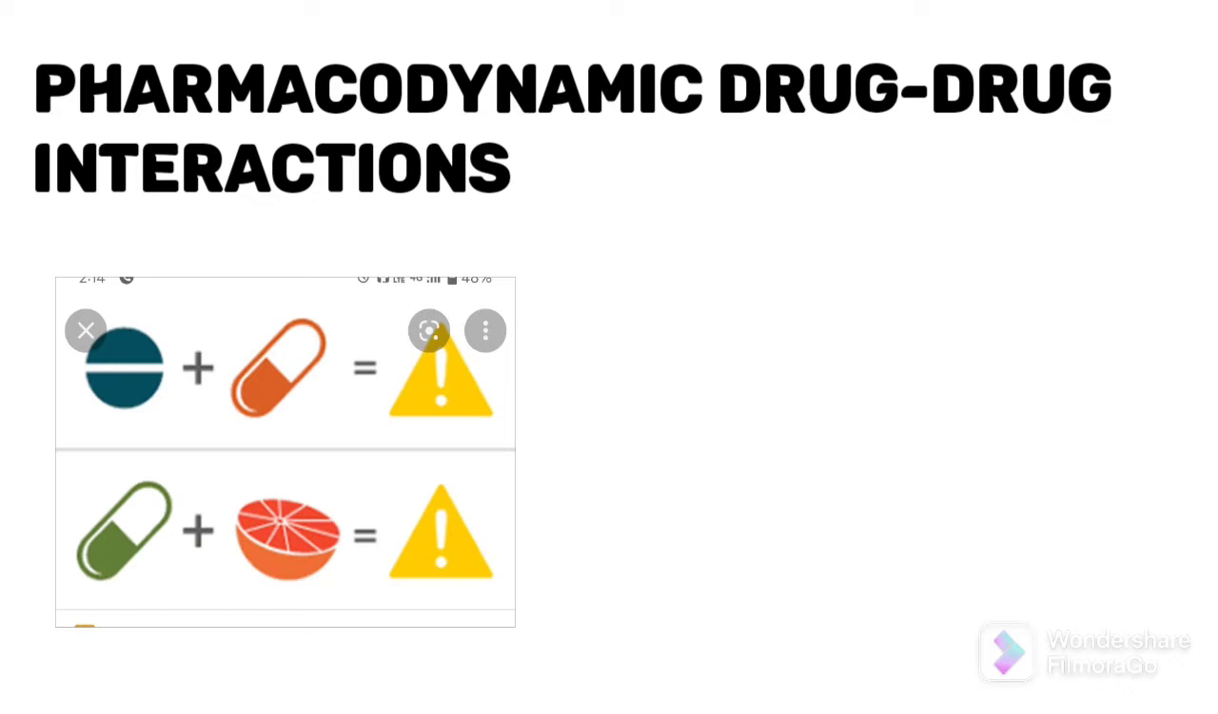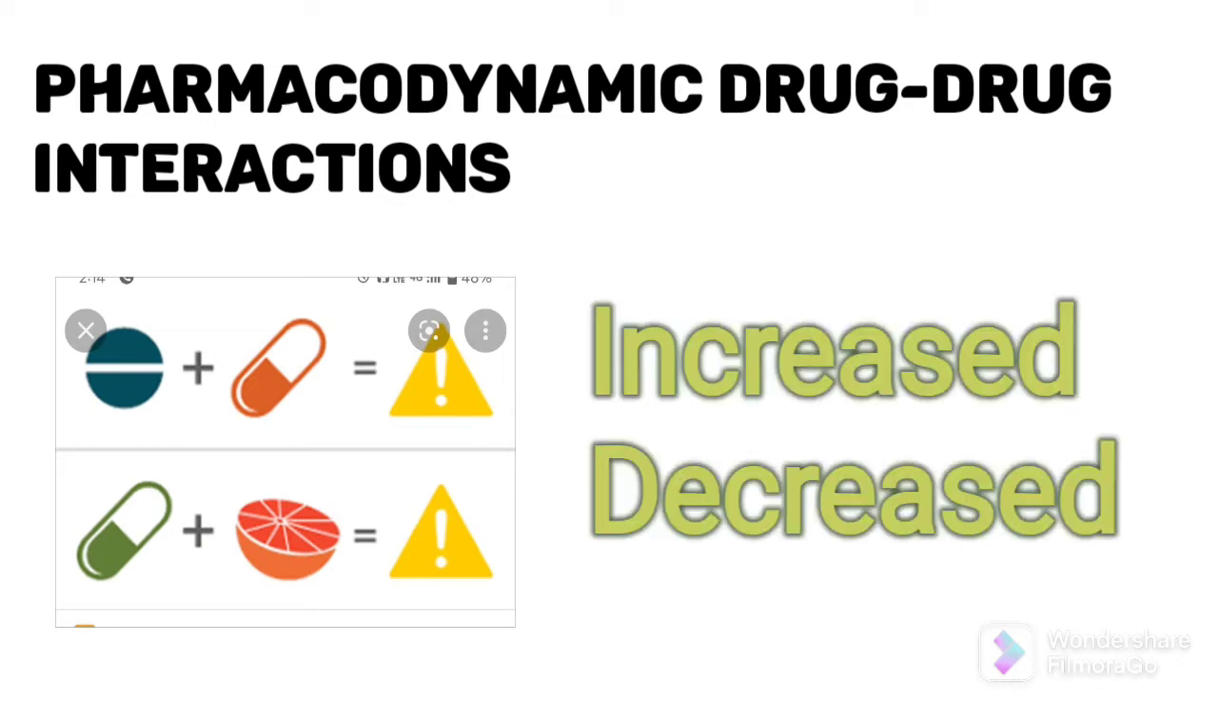See, a drug interaction is a situation in which a substance affects the activity of a drug. Okay, it means the substance will affect the activity of the drug, and the effects are increased or decreased, or they produce a new effect that is not produced on its own.